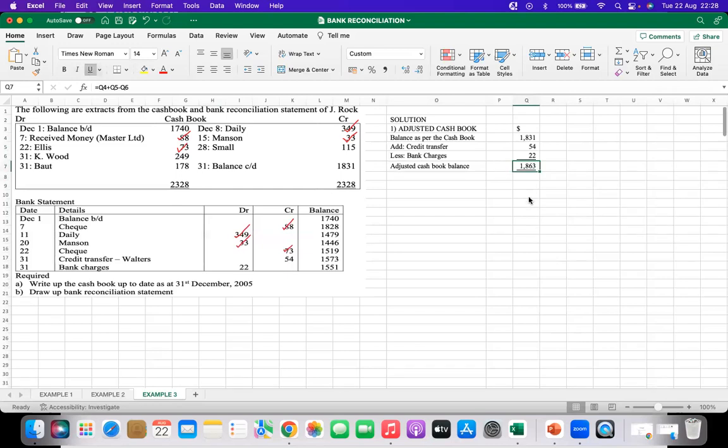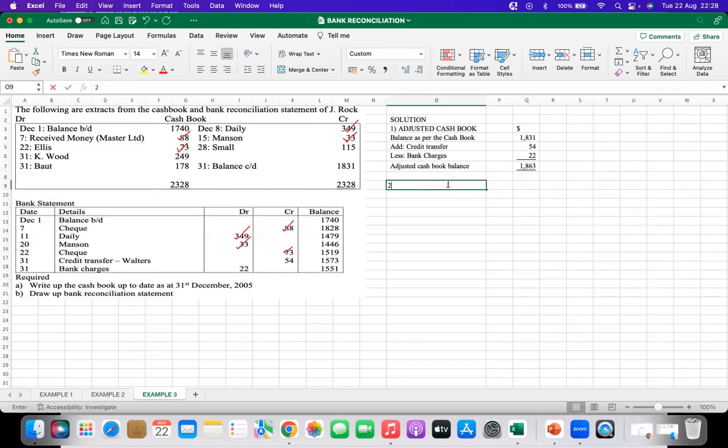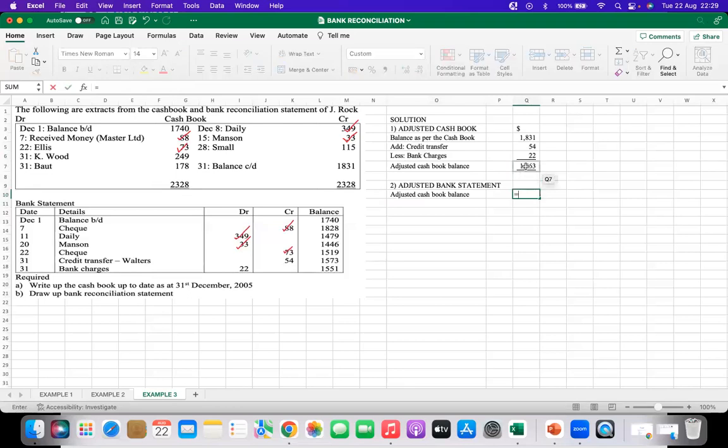Now, this adjusted cash book balance, we have now agreed that it is the amount that will be used to prepare the adjusted bank statement. Now, in the adjusted bank statement, we said you start with the figures in the cash book, 1863. Now you go to the cash book. Any figure that appears on the debit side of the cash book, you less it. Any figure that appears on the credit side, you add it.